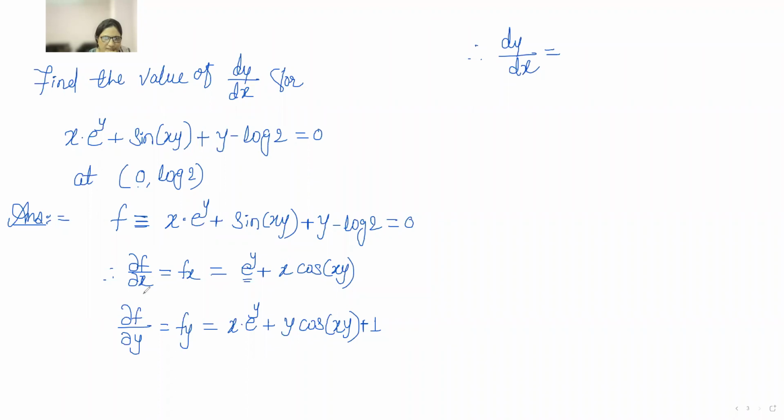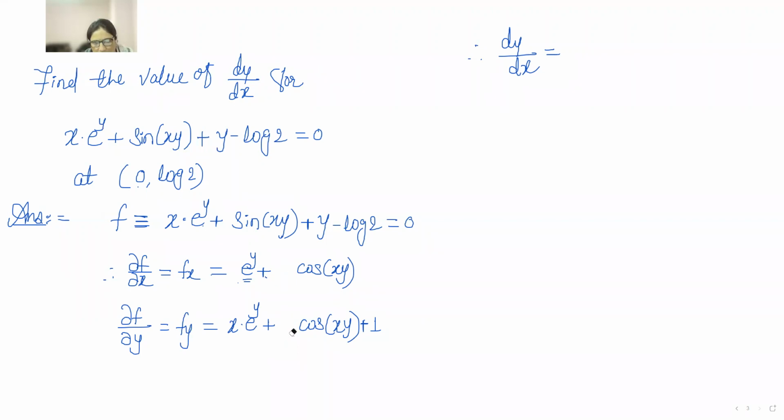Derivative of f with respect to x: the second term will be 1 into e raised to y, plus y cos plus x sine of xy. Here x and y are constant. That is cos of xy into the derivative of xy, where the derivative of xy with respect to x is y. Below it there is also x, that is x.